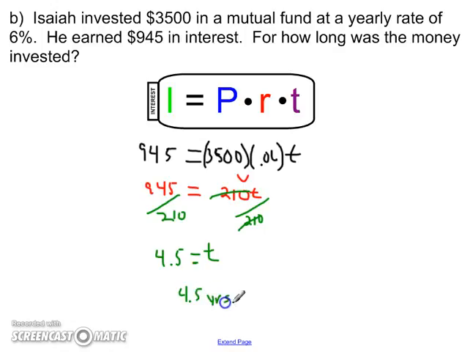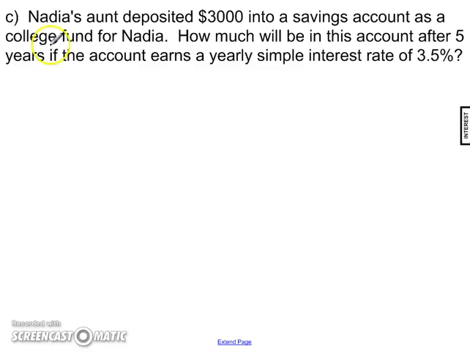Because we are, again, remember our time in this case is done in years. So our time, the money was invested for 4.5 years. All right, let's keep it rolling.